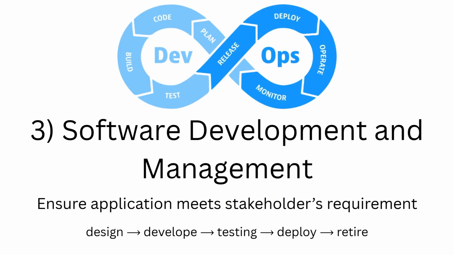Finally, the last one, software development and management, is to ensure applications meet stakeholders' requirements. This is software development, software engineering. Make sure that you are designing it properly and doing all the steps that we learned in developing and writing code to deliver to customers, making sure they are happy with it, and continuously monitoring and deploying it. And once you no longer need to use it, you retire it.